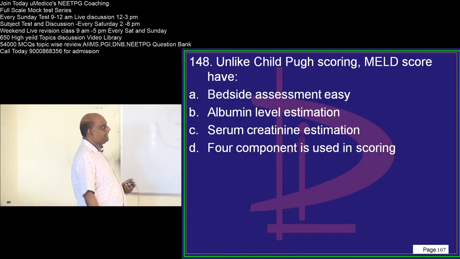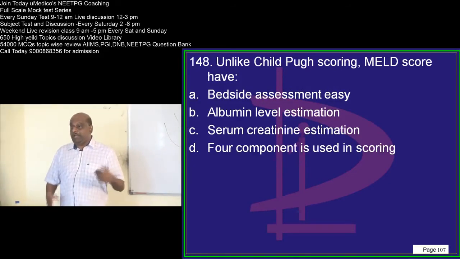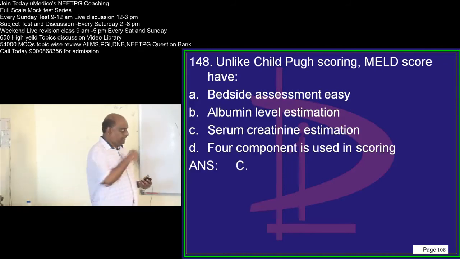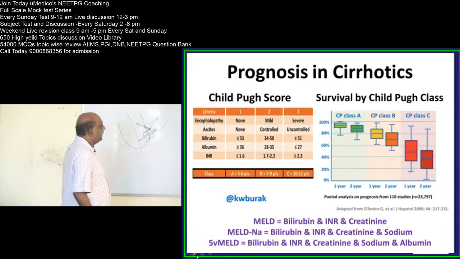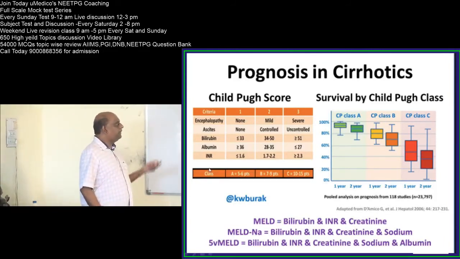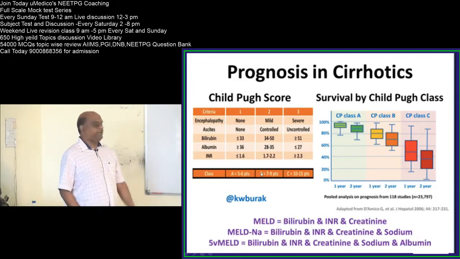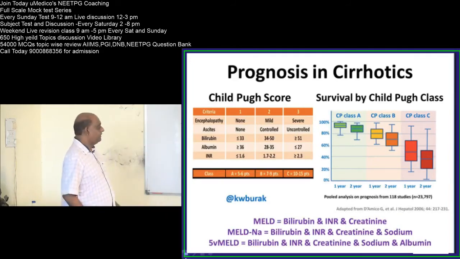What is the MELD score? What is the Child-Pugh score? Child-Pugh score, you have encephalopathy, ascites, bilirubin, albumin, INR, they are the components. Whereas MELD score, you have bilirubin, INR and creatinine.